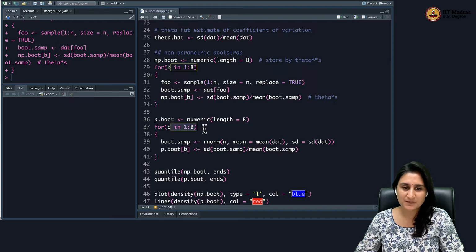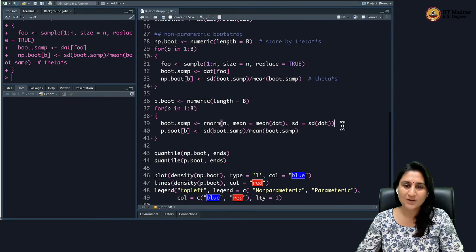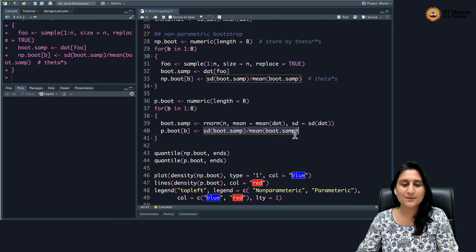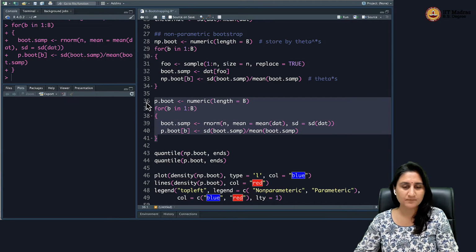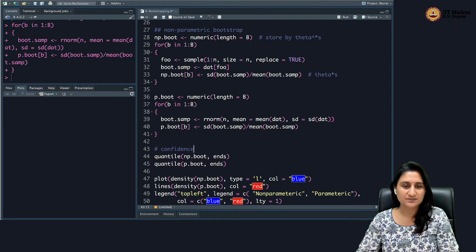So for each bootstrap sample, I draw a new rnorm sample of the same size n, with the mean being equal to the mean of the data and the standard deviation being equal to the standard deviation of the data, because these are the two quantities that I'm actually utilizing in my theta hat. Once this bootstrap sample is available, I just do the SD of the boot.sam divided by the mean of the boot.sam, and that is stored in parametric bootstrap. And I can run that. Fab. Now I can do my confidence intervals.